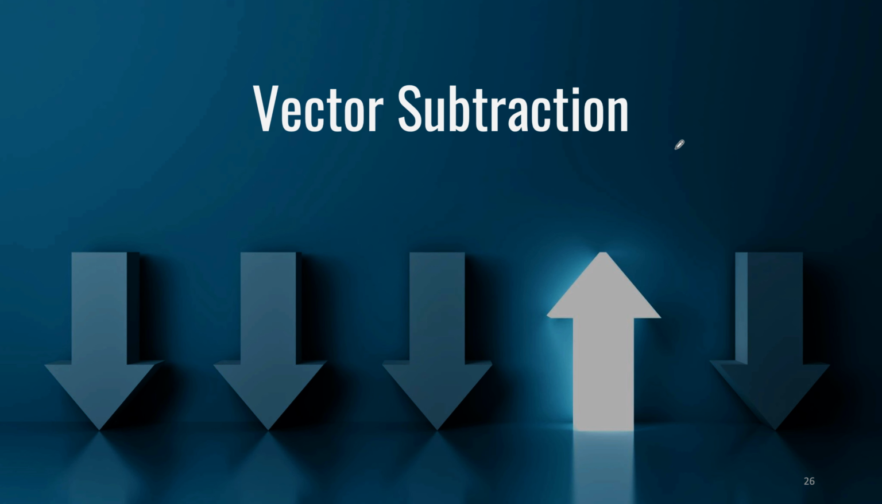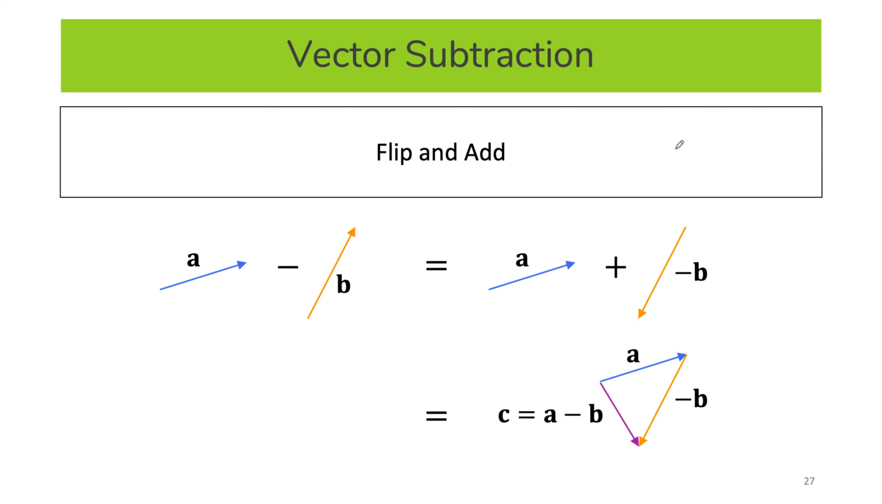There are a few ways that we can do a vector subtraction. Let's take a look at the first one. This technique is quite easy, and it's a flip and add. Before we go into the detail, let's take a look at this example.